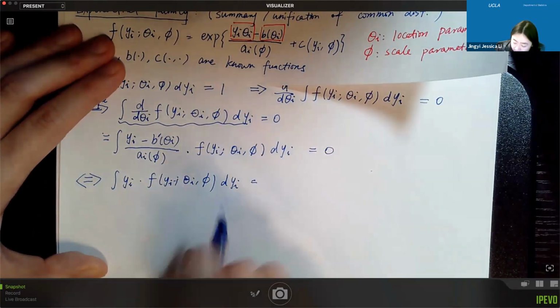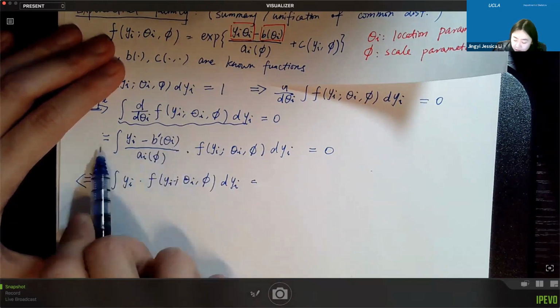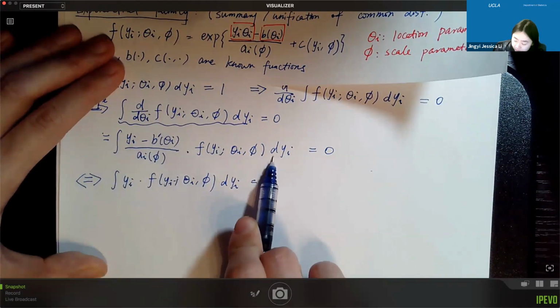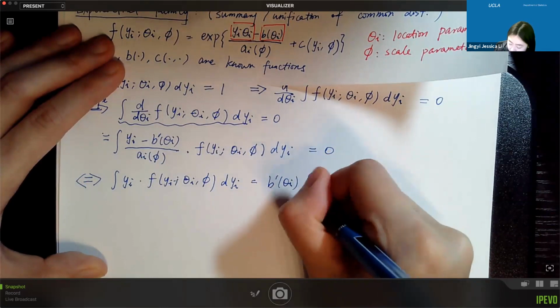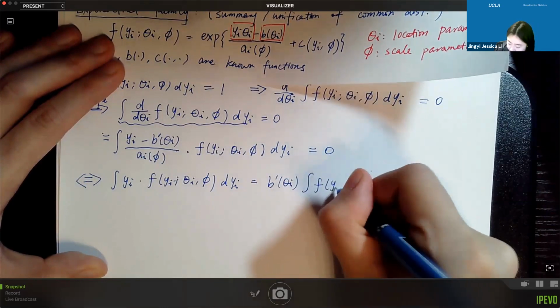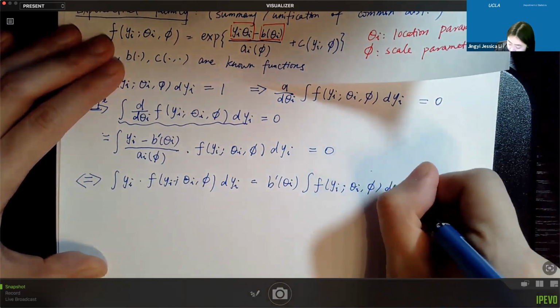It's equal to... And this β'(θi) has nothing to do with yi, so I can move it out of the integration. The integration is about yi. So β'(θi) times the integral of f(yi; θi, φ) dyi.